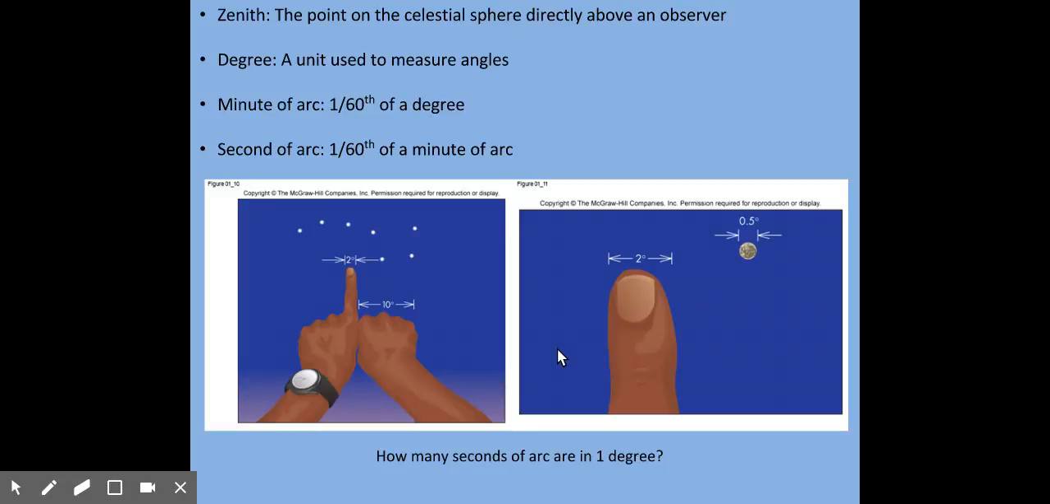Okay. We measure, again, in degrees, which is the unit used to measure angles. And then if it's smaller than a degree, we have a 60th of a degree, which is a minute of arc. And then we can divide that even smaller into a 60th of a minute of arc, which is called a second. So, question to consider, how many seconds of arc are in 1 degree?